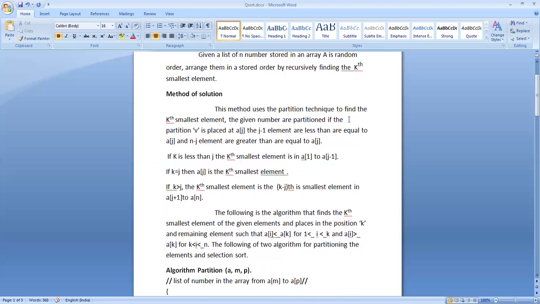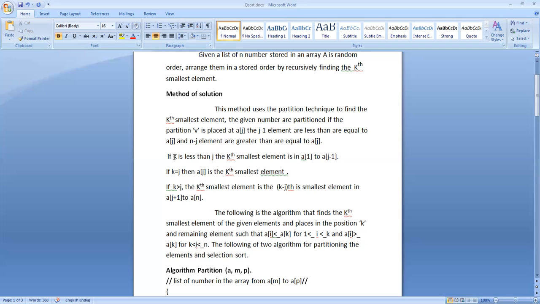Let us take the jth location. That is, my partition value V is placed in the jth location. Then what is our understanding? If my k is less than j, then the kth smallest value will be available from a of 1 to a of j minus 1.